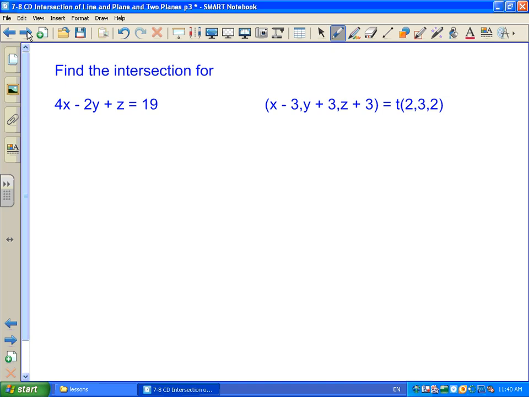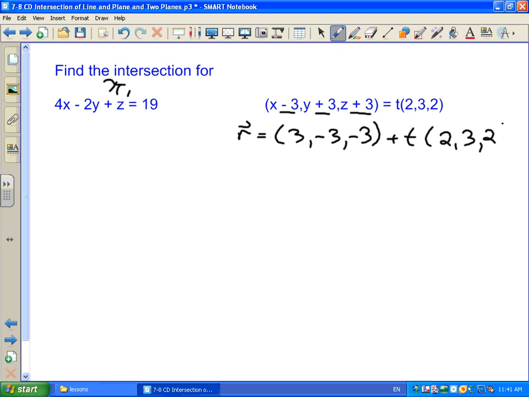We've got 4x minus 2y plus z equals 19. And this thing that I've written in a slightly different form than you might have seen before. This guy over here is our plane. We'll call that plane 1. And this one is the equation of our line. And I'm going to rewrite it in the form that we're familiar with just by bringing these numbers that appear on the left-hand side over onto the right-hand side. So this is going to become 3 minus 3 minus 3 plus t times 232. It's a more familiar vector equation.